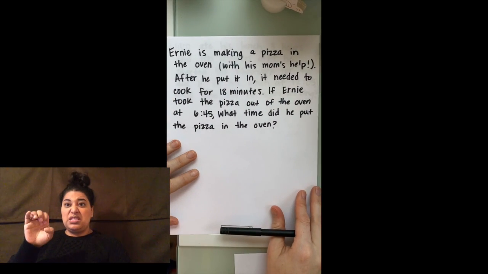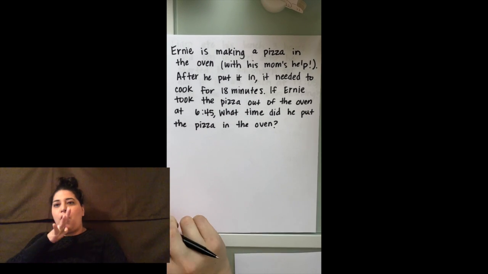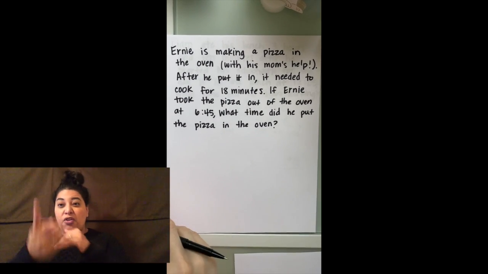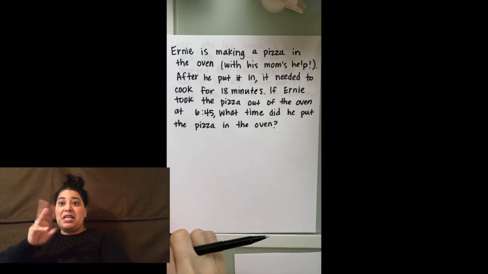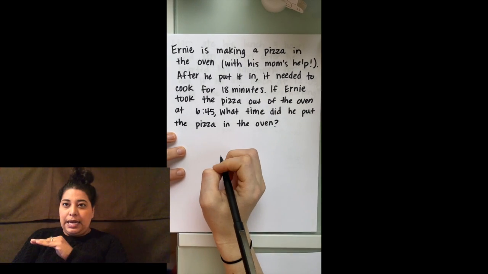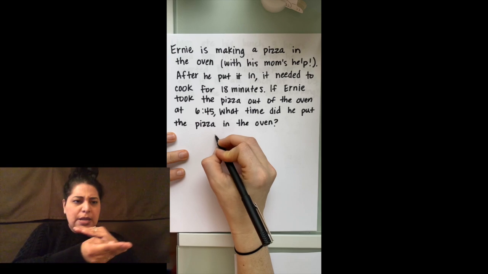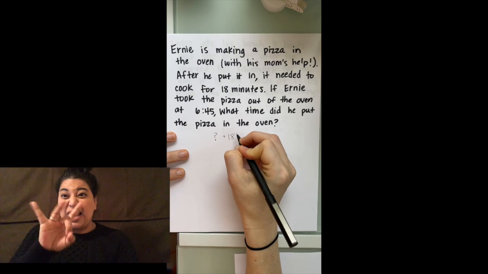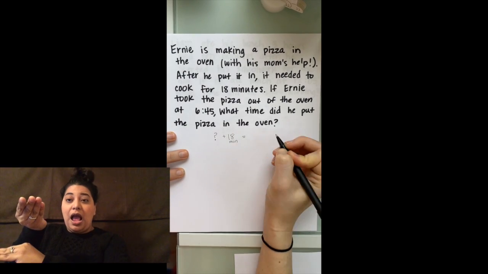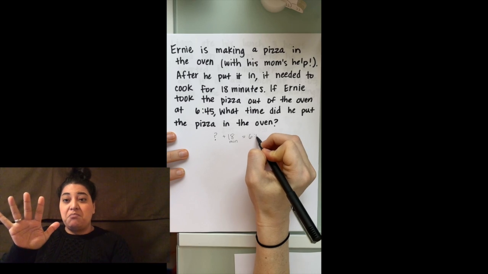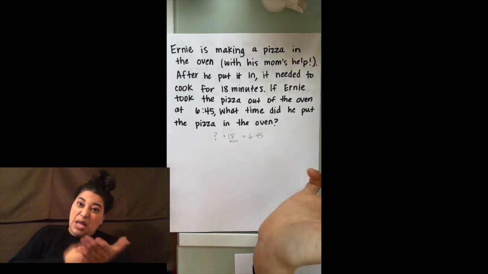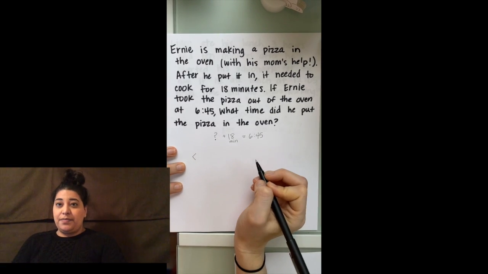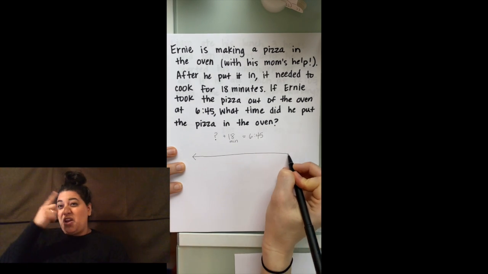This one says Ernie's making a pizza in the oven with his mom's help, of course. After he put it in, he needed to cook it. It needed to cook for 18 minutes. If Ernie took the pizza out of the oven at 6:45, what time did he put the pizza in the oven? Okay, so he puts the pizza in. That's the time we don't know. It cooks for 18 minutes. And he takes it out of the oven at 6:45. So sometime plus 18 minutes will give us 6:45 p.m. because I'm assuming he's eating this pizza for dinner, not for breakfast.